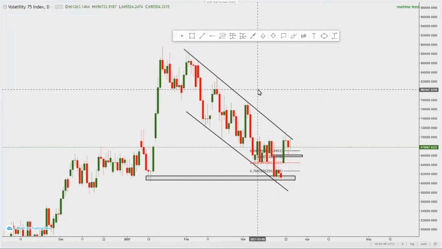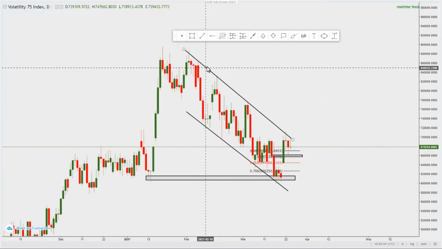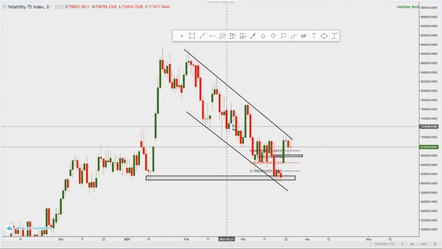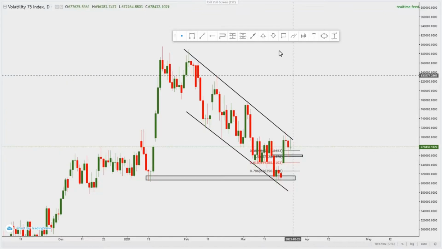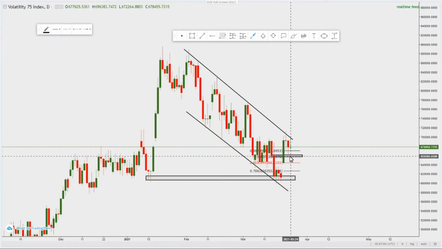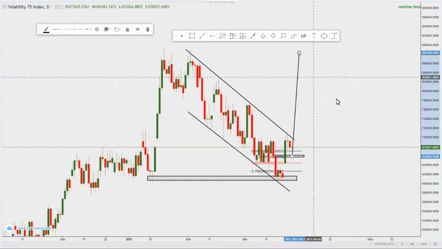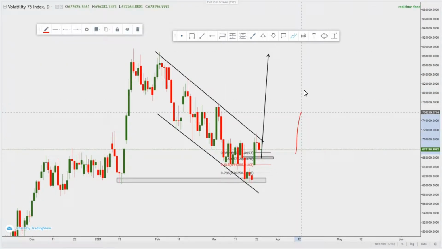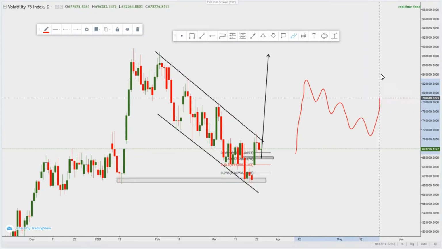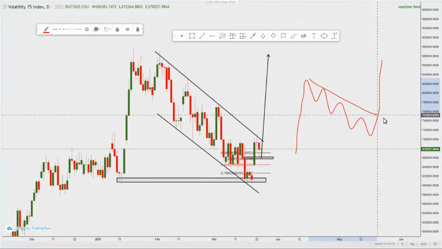Those who are good with structures, those who are good with patterns, we know that whenever we see this kind of falling channel like this, we're expecting the next impulse to break out all the way, let me just use my arrow, to the upside. Basically that is how this kind of pattern normally plays out. If you're good at patterns, I'm sure you already know this.